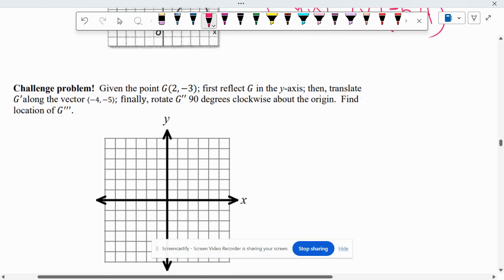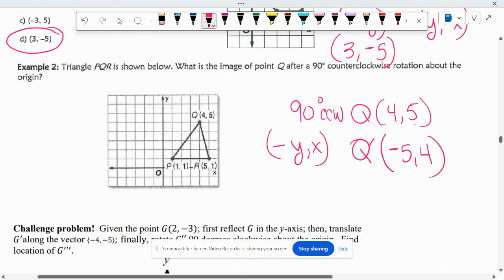All right, this is a challenge problem. Oh, do you need me to keep that up there? Do you have a question?